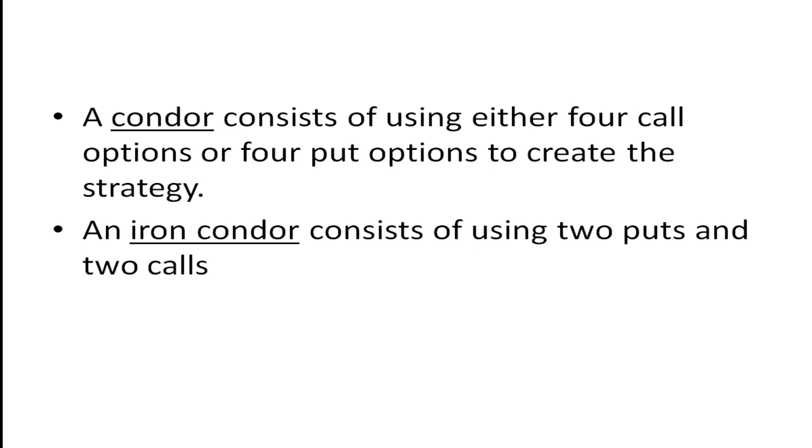Now, the difference is that a condor consists of using either 4 call options or 4 put options to create the strategy. An iron condor consists of using 2 puts and 2 calls. So in the case of a condor, you're using the same class of option. In the case of an iron condor, you're using 2 classes of options.